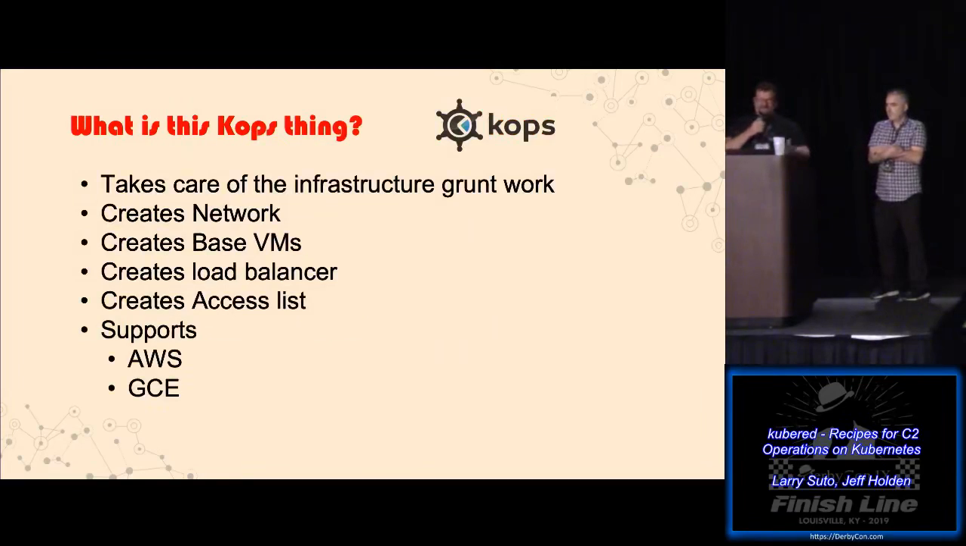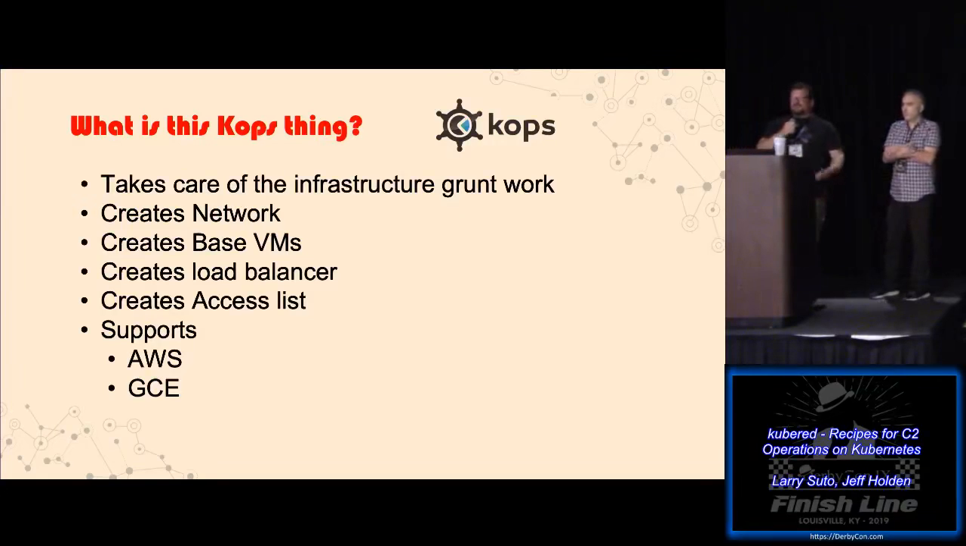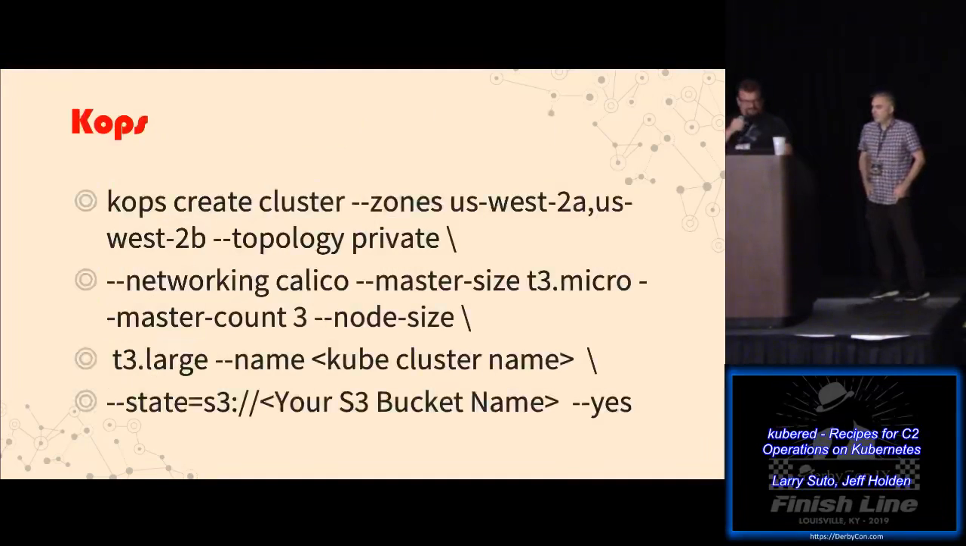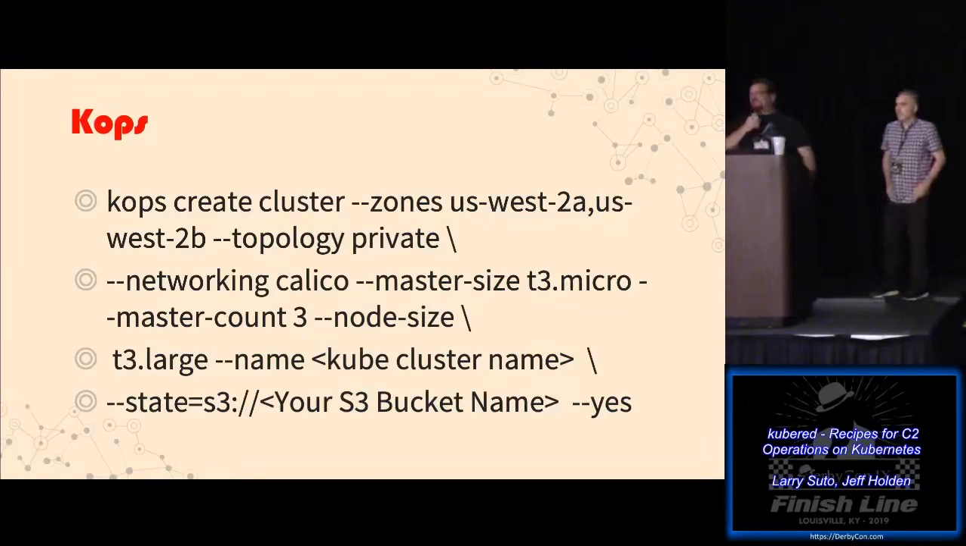All right, so what is the kops thing? It's basically the heavy lifting, and it works in AWS right now and in Google Container Engine. You run it, and it sets up all the EC2 instances for you, sets up the VPCs, load balancers, and creates your access lists for you. Otherwise you'd have to go through and set all those up manually. Here's an example of how easy it is to set up a high availability cluster in 2 availability zones in AWS. You run one command, wait about 15 minutes, and you have your cluster up and running all in one shot.